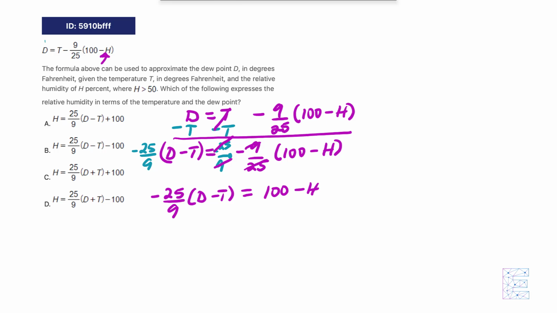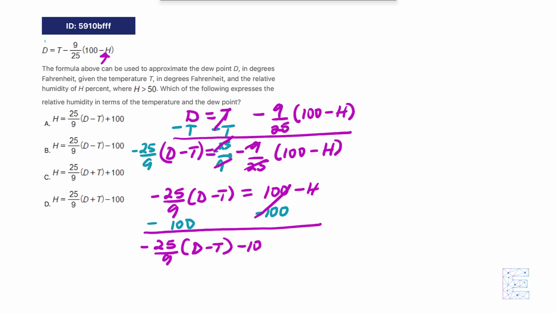So our next move, I'm going to subtract 100 from both sides of the equation. So what's going to happen on the right side? Those are gone. So we now have negative 25 over 9, quantity d minus t minus 100 equals negative h.